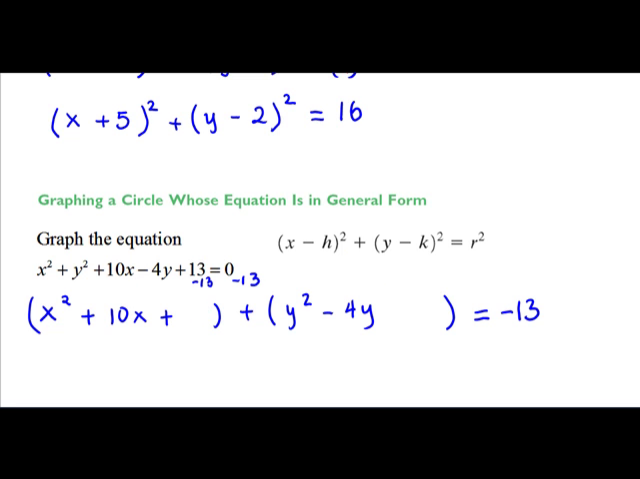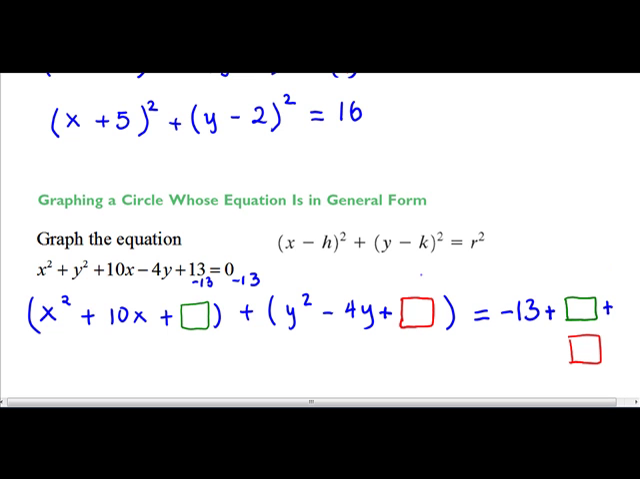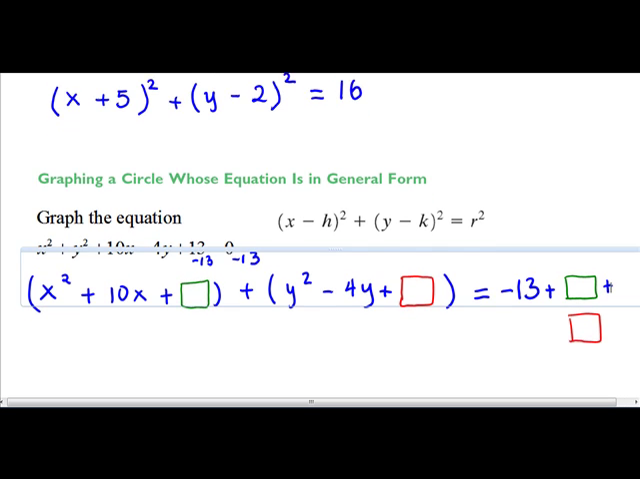Okay, let's use one color. I'm going to use green here, and right here I'm going to use red. Do the same thing, have a box here. Now if you add the green and red boxes to the equation, you have to do the same thing on the other side. It's an equation. Whatever you do on one side, you have to do on the other side.